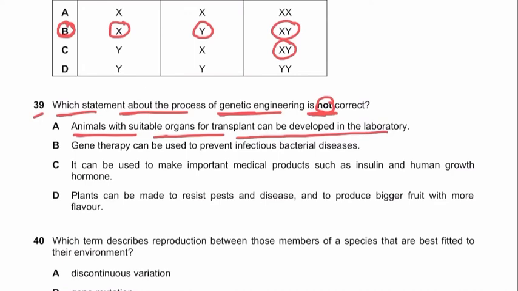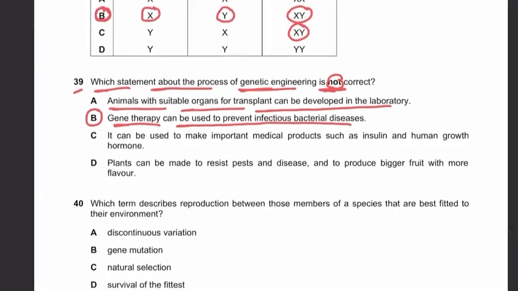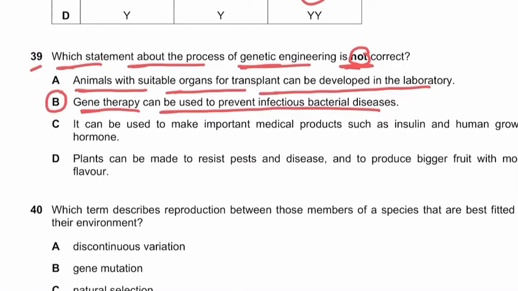This is the right application of genetic engineering. Gene therapy can be used to prevent infectious bacterial diseases. Guys, this is the wrong statement and this is the right answer. This is not correct about genetic engineering. Genetic engineering is never used to treat infectious diseases. The diseases which are caused by bacteria are treated by antibiotics and not by gene therapy.